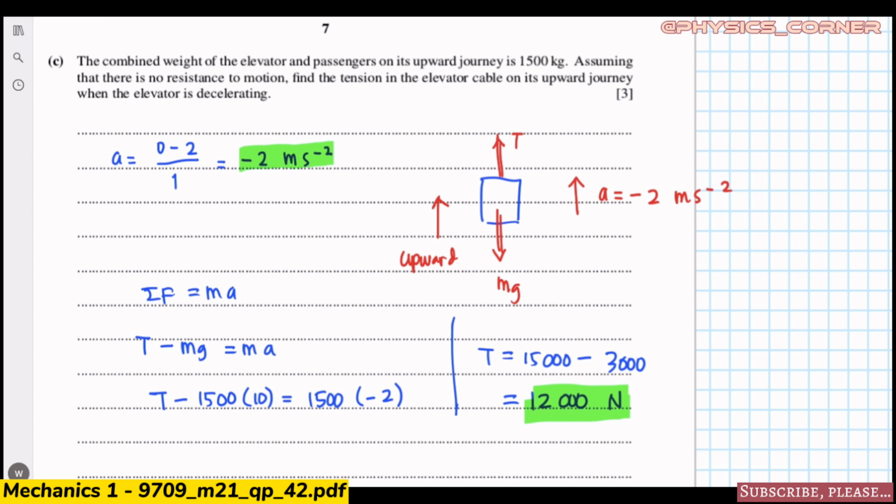Let's check it, maybe I have missed something about how to solve this question. I get 12,000 newtons. I don't see the mark scheme. Maybe this is wrong from the mark scheme. Let's check.